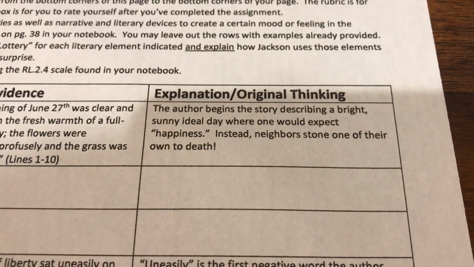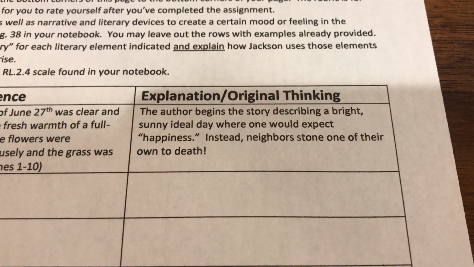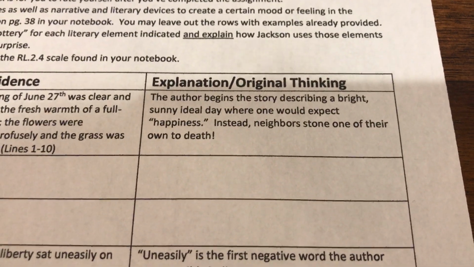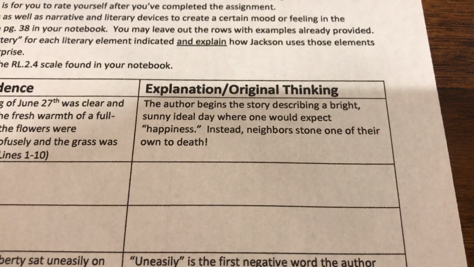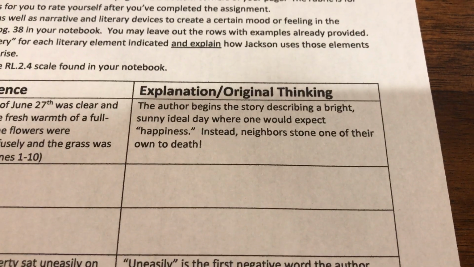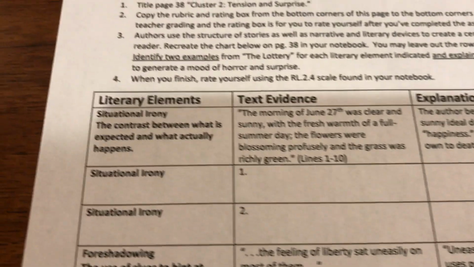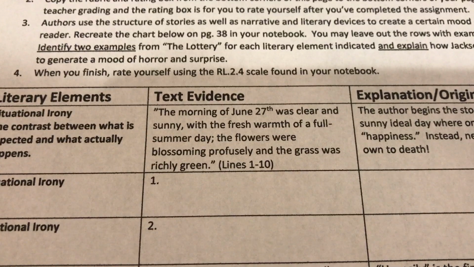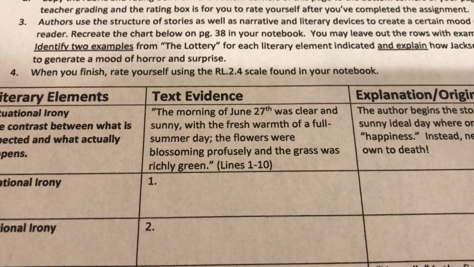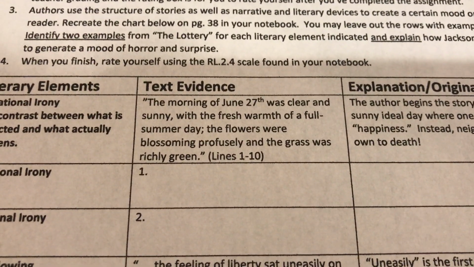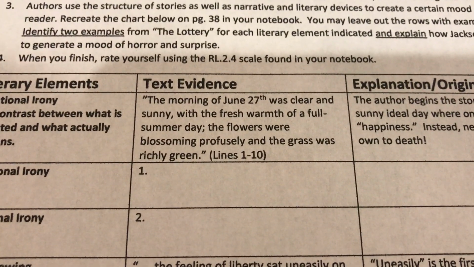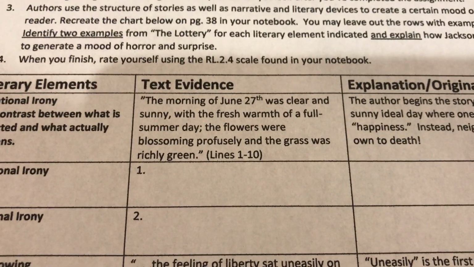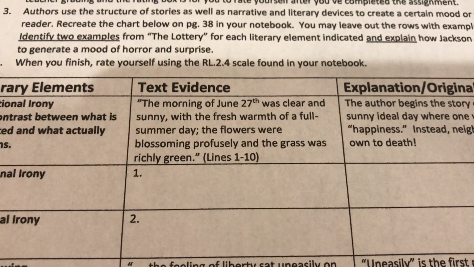So the explanation here for why it's situational irony, it says the author begins the story describing a bright, sunny, ideal day where one would expect happiness. Instead, neighbors stone one of their own to death. So obviously the beginning of the story, lines 1 through 10, is indicating that we're about to read something really nice, like it's going to be pleasant, and it actually turns out to be the exact opposite. So the author is purposely lulling you into this false sense of security that this is going to be a good story, and then they're going to surprise you at the end with it being not actually a good story, a bad story.